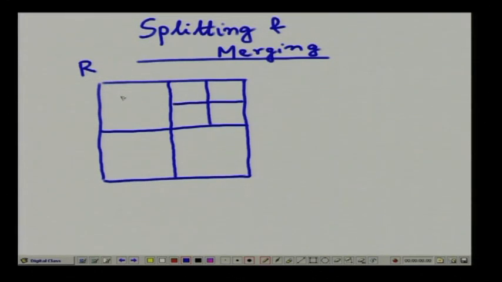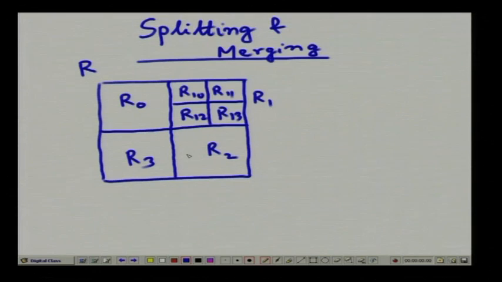So, initially suppose this was region R0, this was region say R1, this was region say R2, this was region say R3. Now, this R1 is non-uniform. So, I partition that again, making it R10, R11, R12 and say R13. And you go on doing this partitioning until you come to the smallest partition size permissible, or you come to a situation where the partitions have become uniform. So, I cannot partition them anymore.